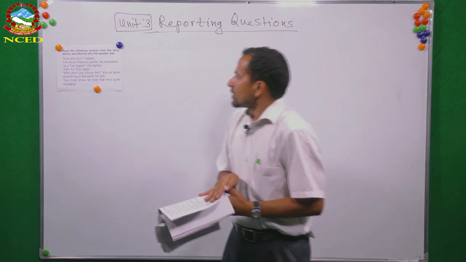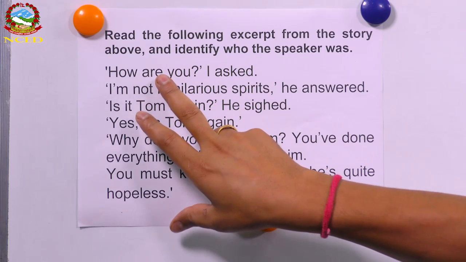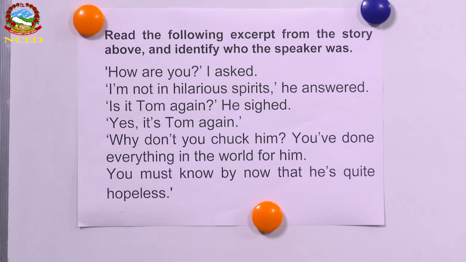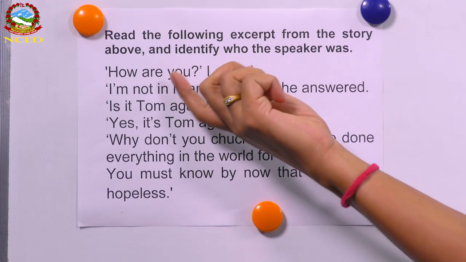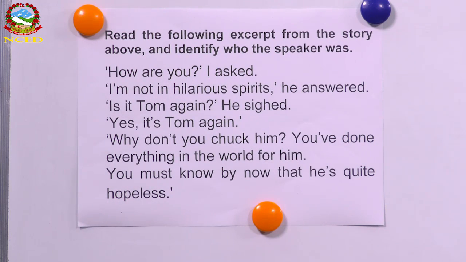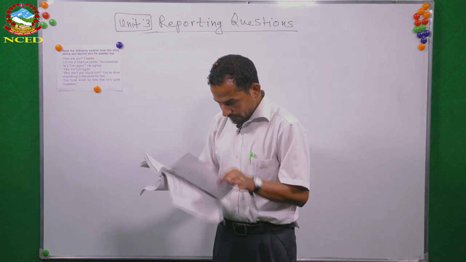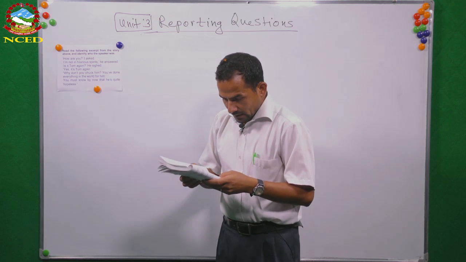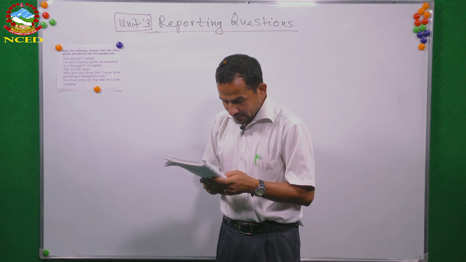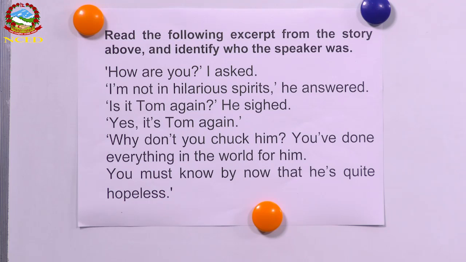These are the things taken out from that story in your textbook. You have to find out who said that. For example, "How are you?" I asked. That question is from the textbook, on page number 23. If you look at line number 7, "How are you?" I asked. So, who said that? Who the speaker was? It is saying this, right?